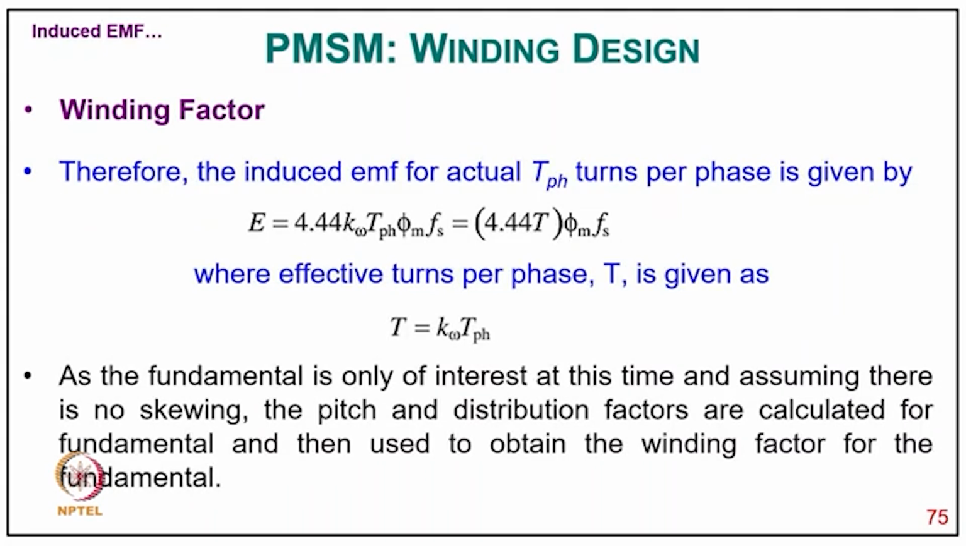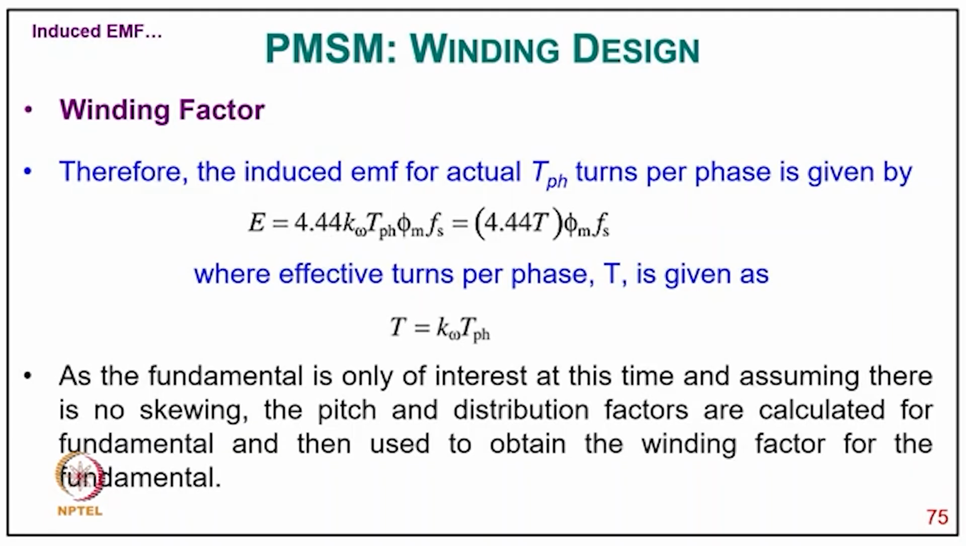Therefore, the induced EMF for the actual TPH turns per phase is given by 4.44 K W TPH phi m Fs, equal to 4.44 T phi m Fs, where the effective turns per phase T is given by T equal to KW into TPH, as only the fundamental is of interest at this time.